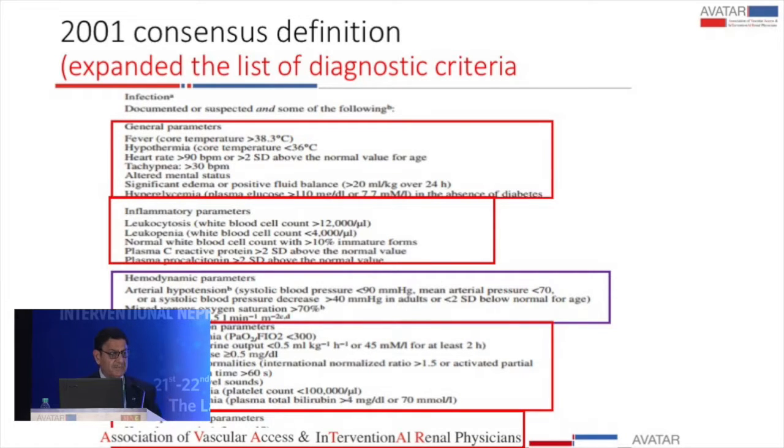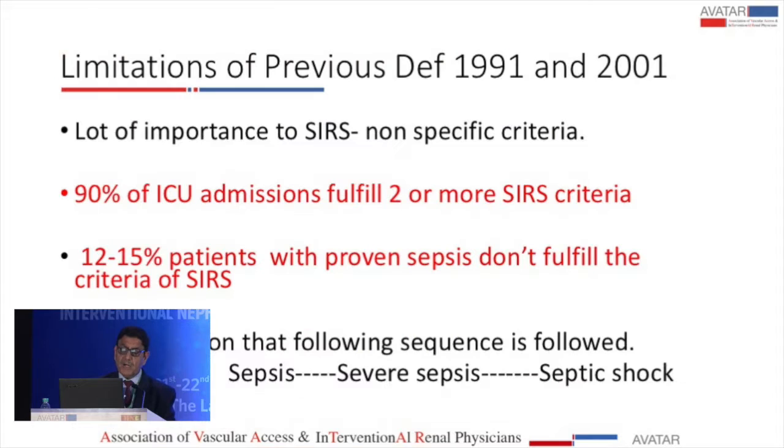10 years later, in 2001, there was a second consensus definition. They only expanded the diagnostic criteria. However, there was no change in the definition. We all know there are a lot of limitations to this SIRS-based definition because these are non-specific criteria. We know that 90% of the ICU admissions fulfill SIRS criteria. They may not be having sepsis.